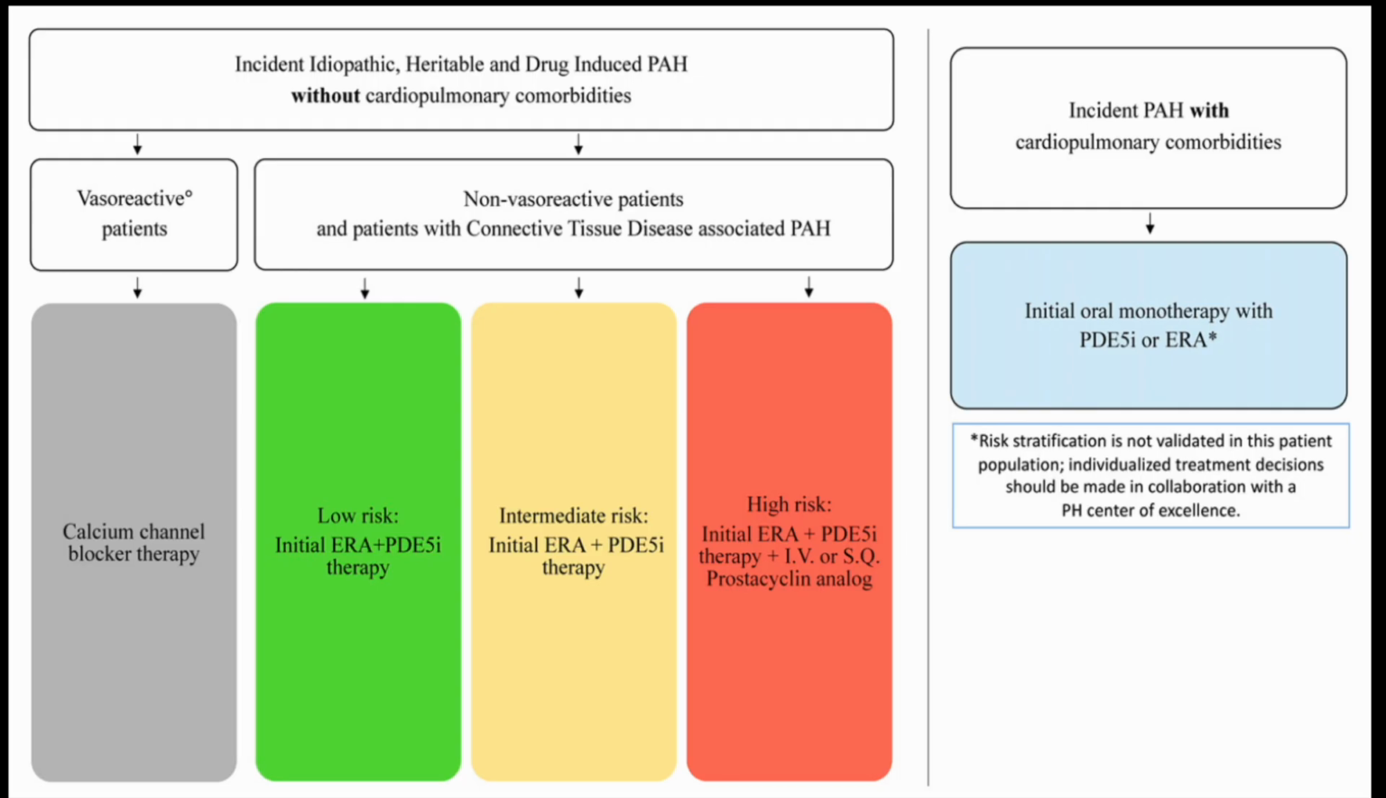subcutaneous. Incidental PH with cardiopulmonary comorbidities, in those cases start with oral monotherapy, that is you can go for sildenafil or tadalafil or the ambrisentan. The risk stratification is not validated in this group, so do not use it. So the key point is to note that dual therapy needs to be given. Add prostacyclin IV or subcutaneous if it is high risk.